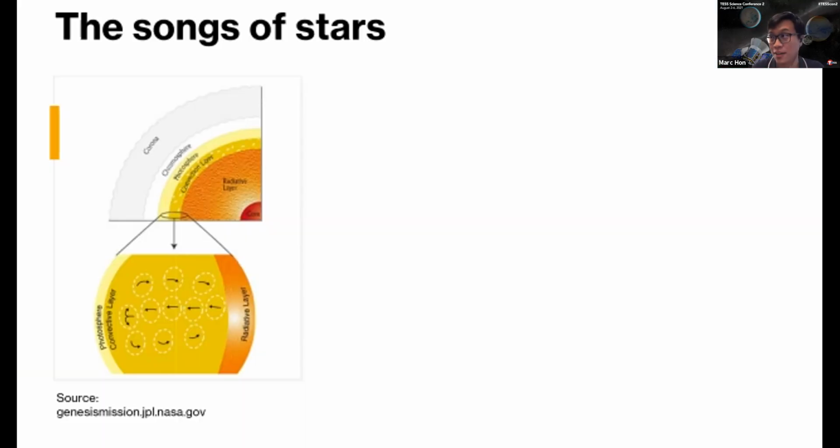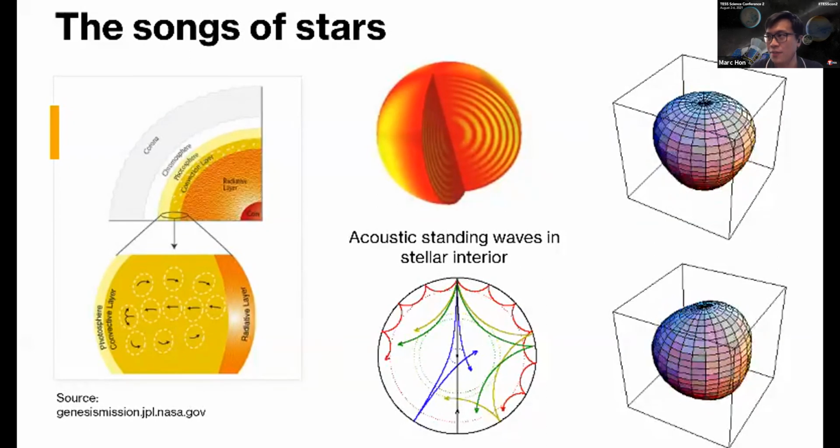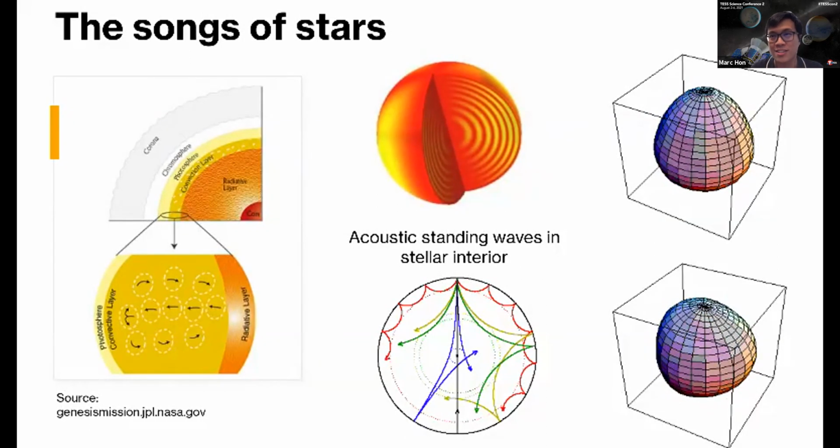Such stars, including that of our sun, have convective outer envelopes that stochastically excite acoustic standing waves that propagate throughout the stellar interior. These standing waves cause parts of the stellar surface to expand and contract, resulting in changes to the luminosity of the star as a function of time.